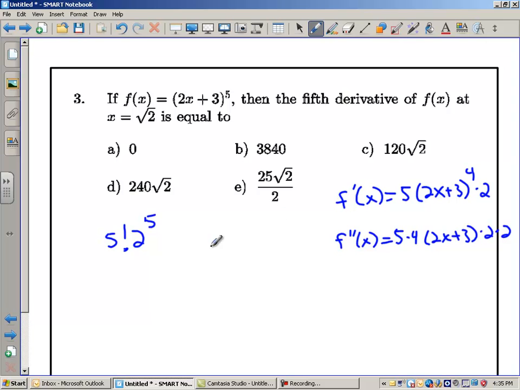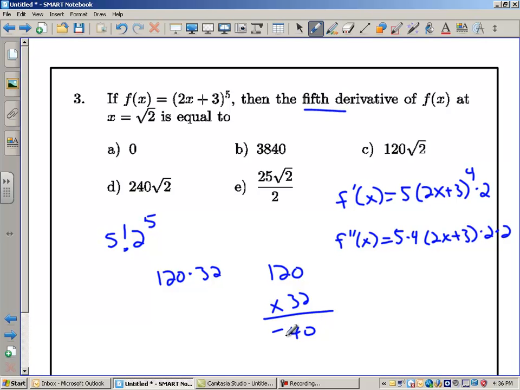So I'm going to have 5 factorial after 5 derivatives, and then I'm going to have 2 to the 5th because I'm going to use the chain rule 5 times. Now, if I do the derivative 5 times, I am going to be out of x's. So this is what I'm going to have, 5 factorial times 2 to the 5th. And so that's going to be 120 times 32. And so that is why I'm pretty sure that's going to be B, but I guess we should just make sure.